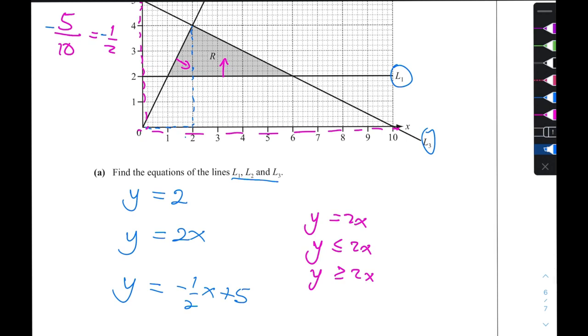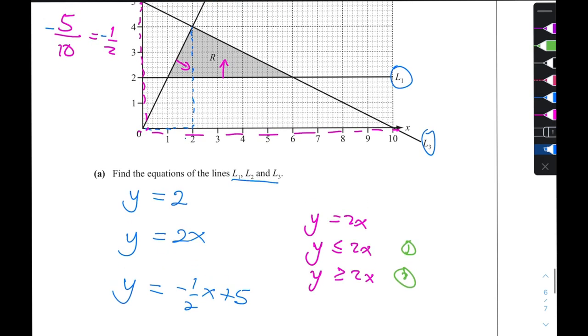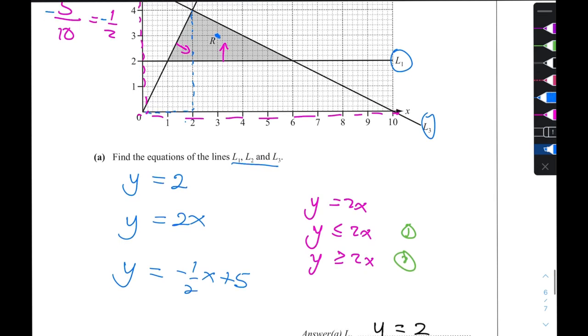Okay, now you need to check which one is true. You have 2 cases, case 1, case 2. Which one will you choose? Well, choose any point in the shaded region R and see if it will satisfy any of them. Then you choose the one that it satisfies. So in this shaded region, I can choose this point, 3, 3. This place, let me highlight with the blue. This is 3, 3. I'll put it there and see which one is true.